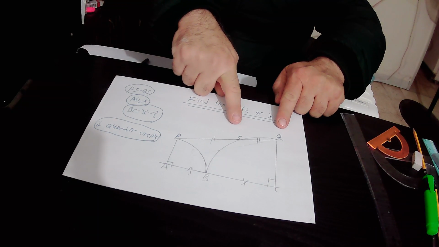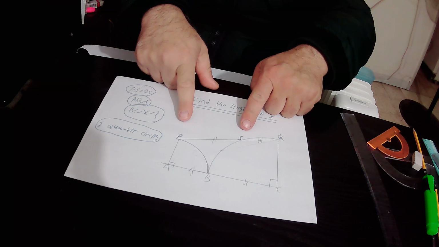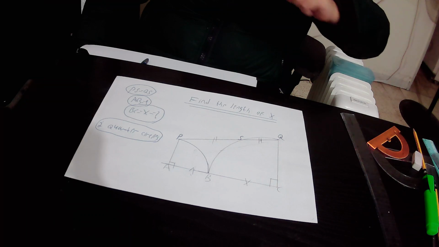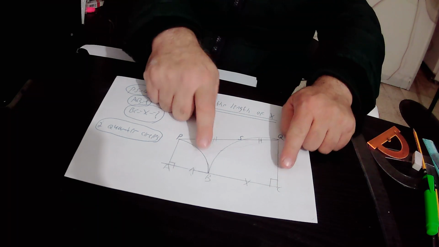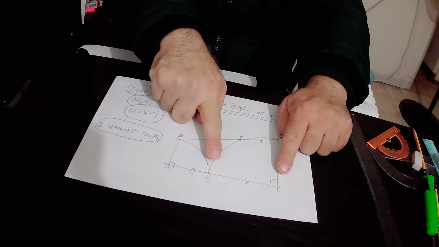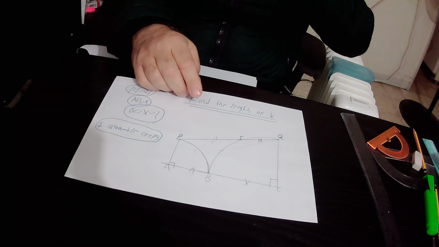Line segment QS equals line segment SP. And our mission is to find out the length of this line segment BC that is equal to X. Okay.